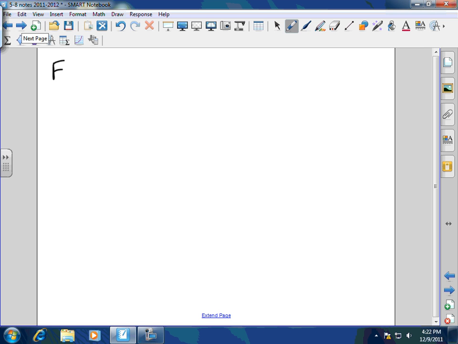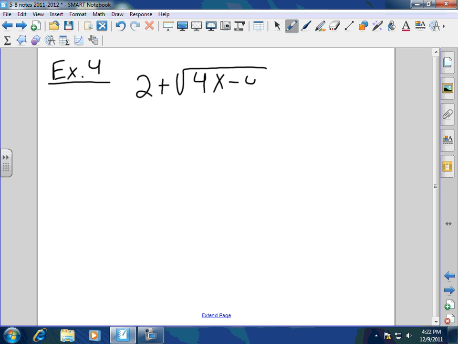Let's look at example number 4. For example 4, they've got 2 plus the square root of 4x minus 4 is less than or equal to 6. Now, since the radicand of a square root must be greater than or equal to 0, you got to first solve what's inside the radical. Or in other words, you have to solve for the radicand to identify the values of x for which the left side of the given inequality is defined.